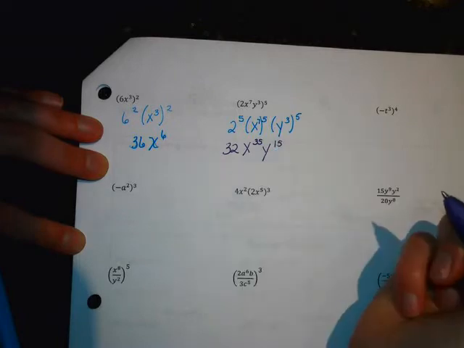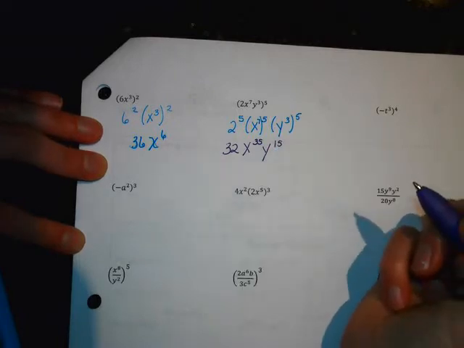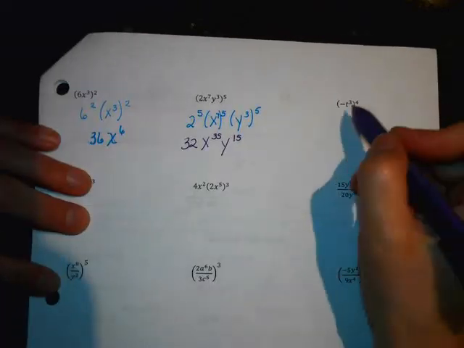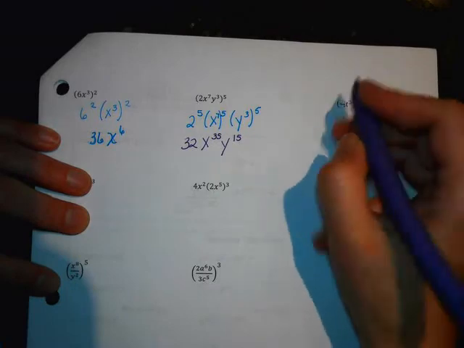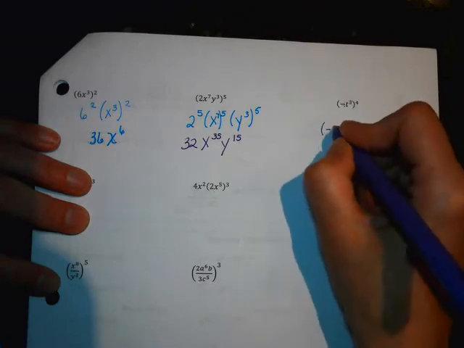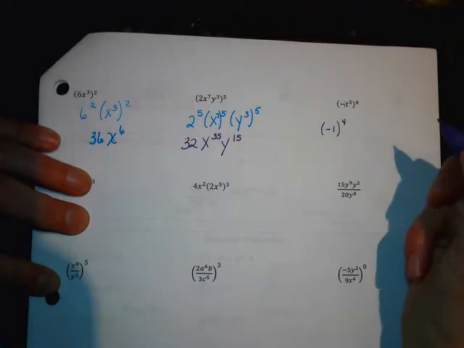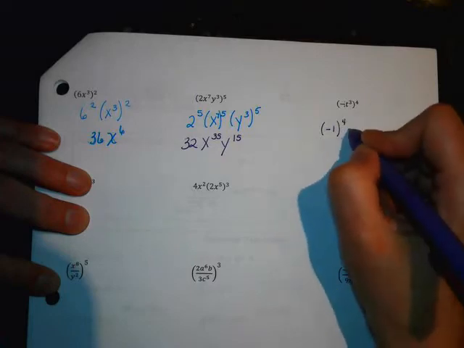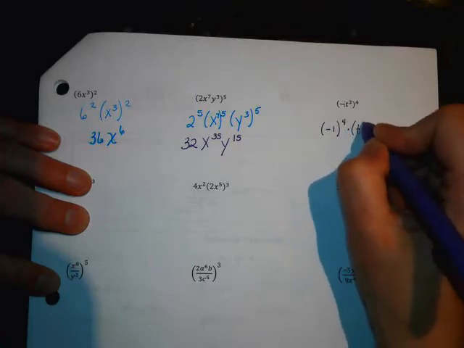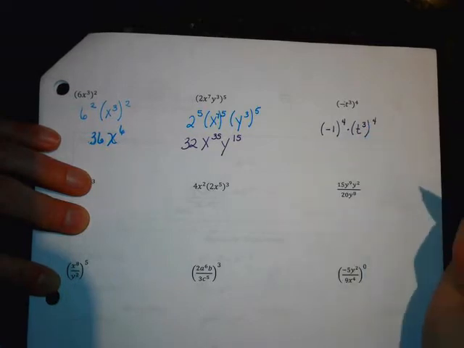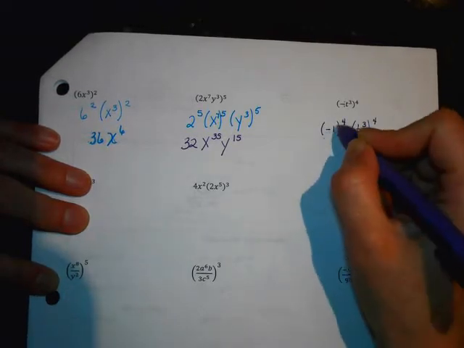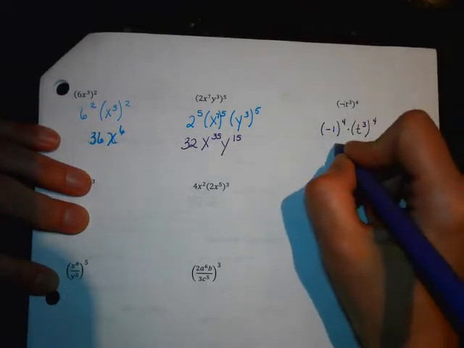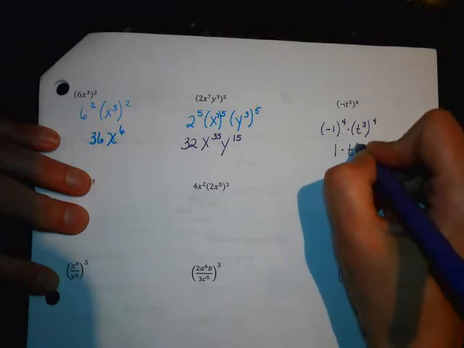Alright, now this one, there's a 1 understood that's there. So you've got negative 1 to the 4th power, and then times t to the 3rd raised to the 4th power. So negative 1 to the 4th will be 1 times t to the 12th, or you can just write it as t to the 12th.